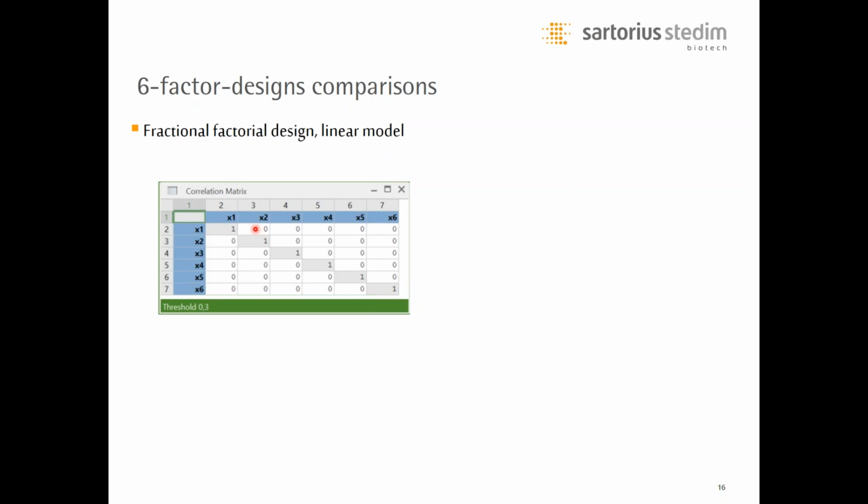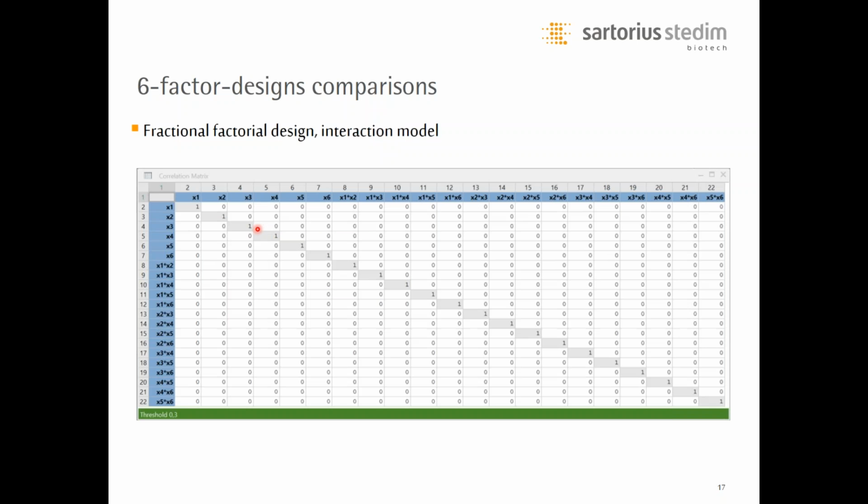Whenever you have values here that are not 0, the net result is that the confidence intervals displayed on the coefficients in the coefficient plot will get larger than otherwise. So any non-zero value here will cause inflation, an increase in the confidence intervals on the coefficients. Another alternative requiring more experiments is another fractional factorial design, in this case supporting an interaction model, and again all the terms are uncorrelated.